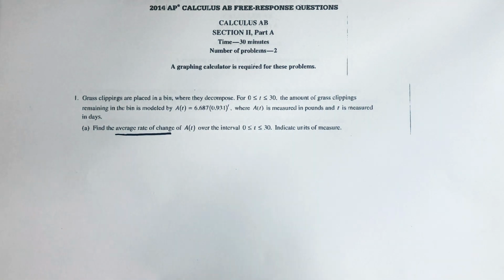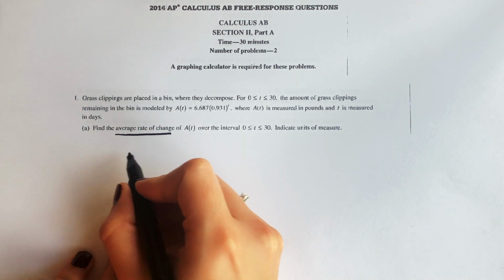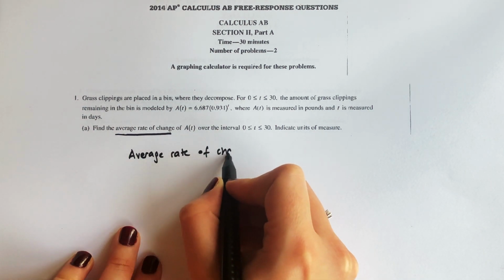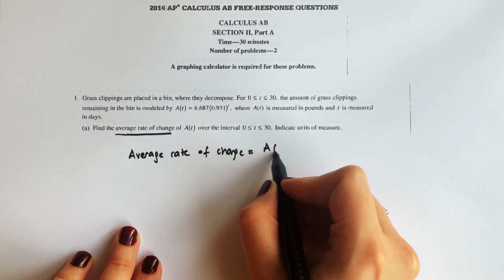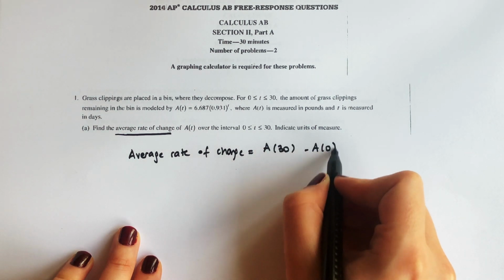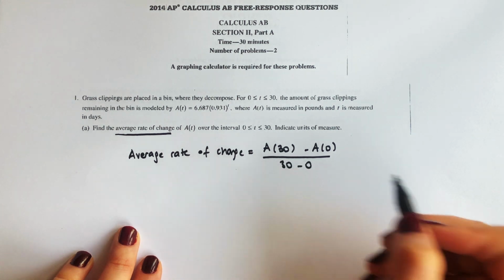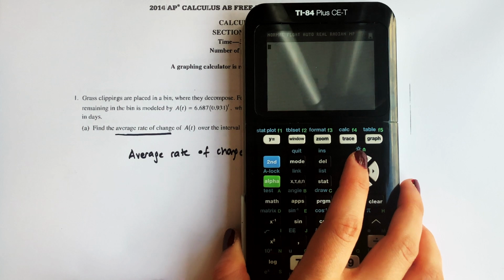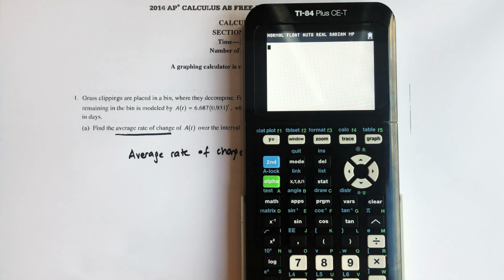What is average rate of change? Average rate of change means the change in A(t) over the change in t. It can be written as average rate of change equals (A(30) − A(0)) / (30 − 0). This is a graphing calculator question, which is why we are going to use a graphing calculator. My calculator is a TI-84, and I will calculate A(30) and A(0) using it.